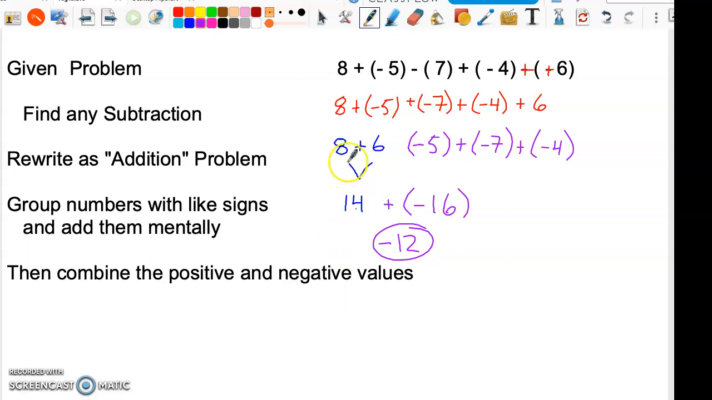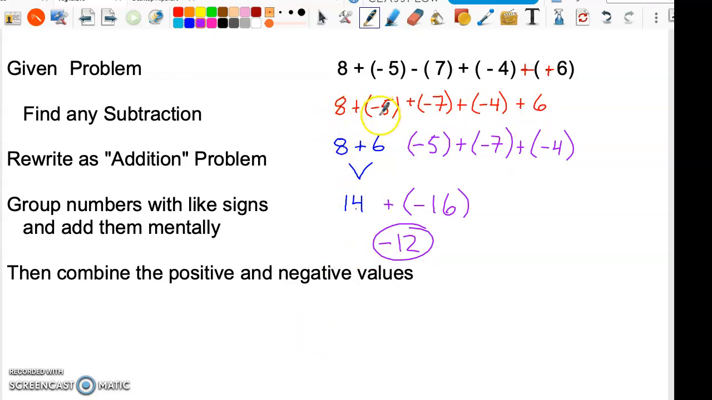So whenever you have a problem like this, create the addition problem, find all your positive and negative numbers, add up all your positive numbers, add up all your negative numbers, and then do one final subtraction. Makes it pretty easy if you can see that. The other thing you can do, to keep yourself out of trouble, is you can just add and subtract from left to right. You'll get the same answer.